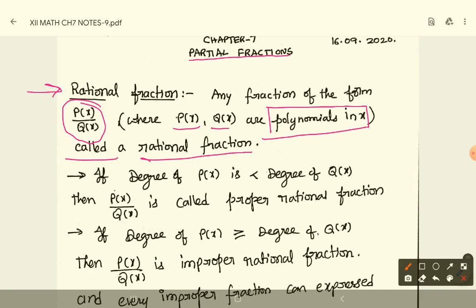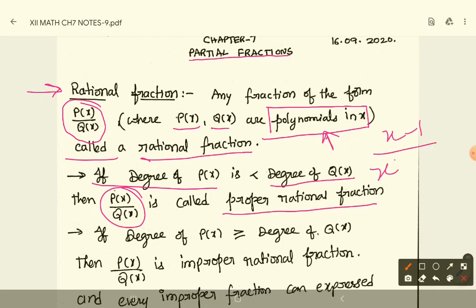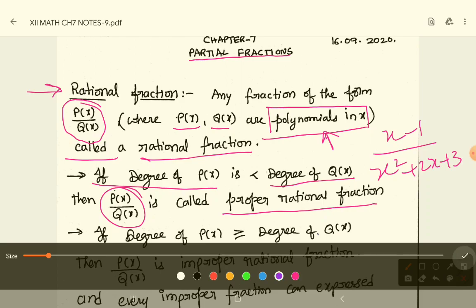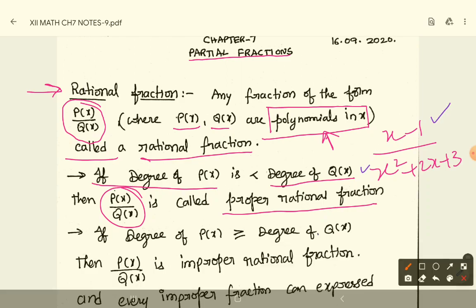You know very well every polynomial will have a degree. If the degree of p of x is less than the degree of q of x, then p of x by q of x is called a proper rational fraction. For example, x minus 1 by x square plus 2x plus 3. It is a proper rational fraction since the denominator degree is 2 and the numerator degree is 1. So, numerator degree is less than denominator degree. It is a proper rational fraction.